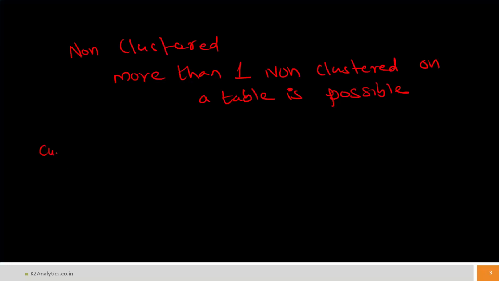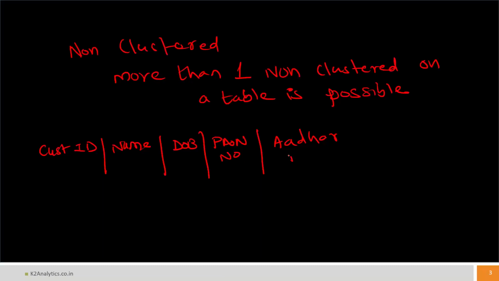For example, you have customer ID, name, date of birth, and PAN number. Then you have Aadhaar number. Aadhaar number is like a social security number equivalent. Customer ID is a unique identifier which the organization gives to its customers. So that's why you will have a primary key here. The moment you create a primary key, automatically the data will be sorted by this ID.